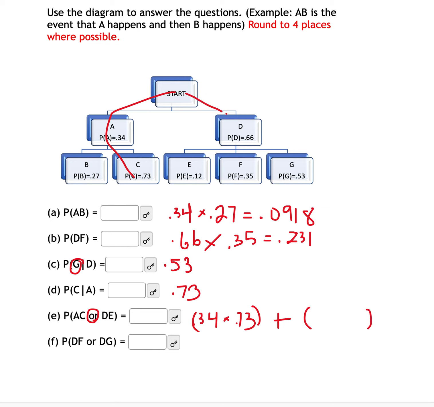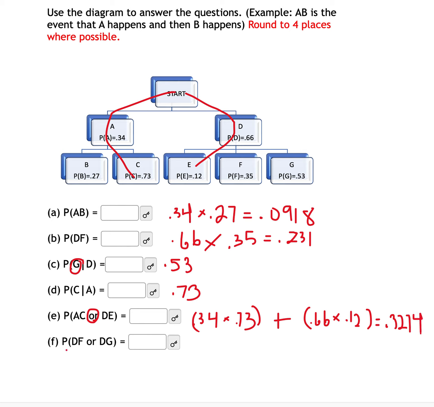So DE, if I come down this way, is 0.66 times 0.12. Now, when I work all that out on the calculator, we're going to get 0.3274.